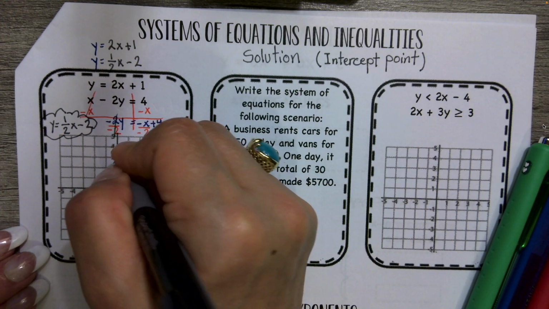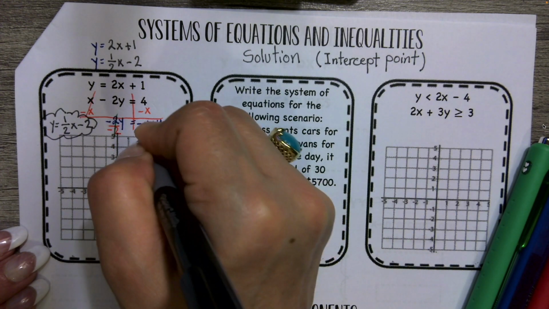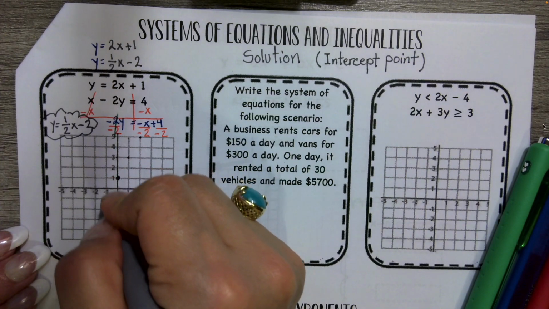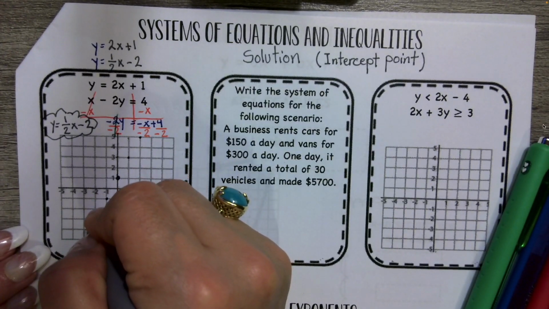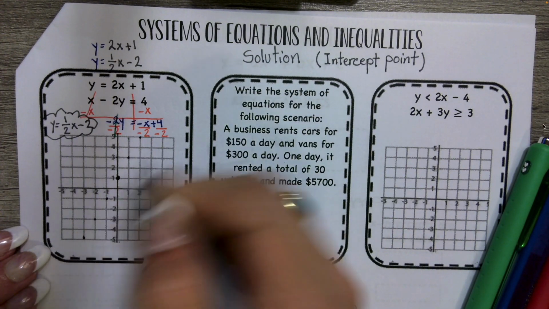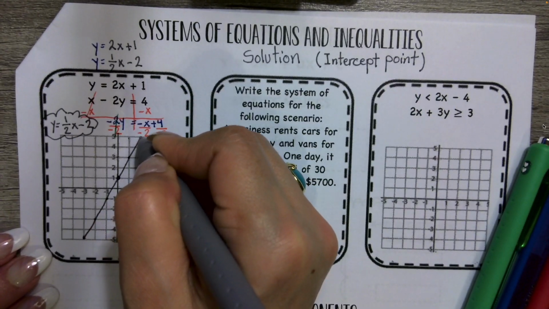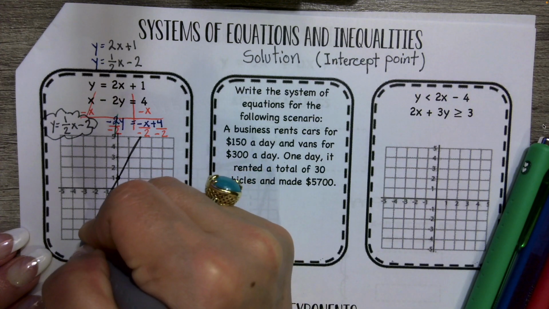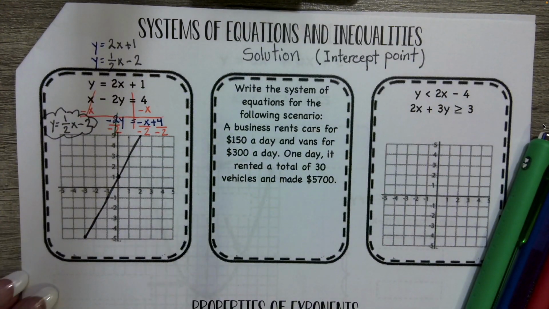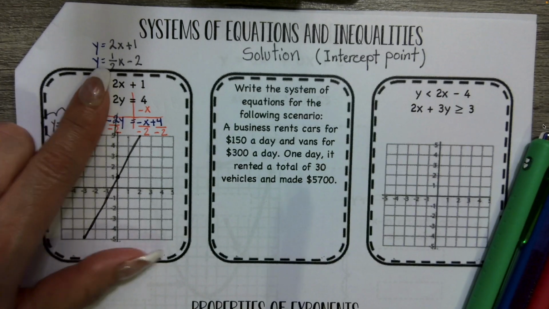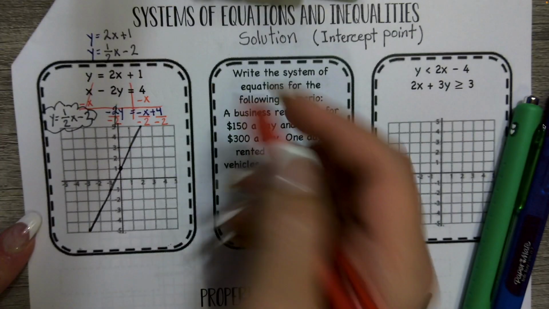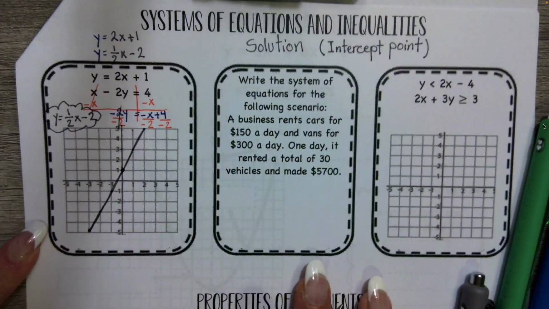So I go 2 up, 1 right. 2 up, 1 right. There you go. So that is my line for the first equation. Easy peasy. Okay? Now, for the second equation, my y-intercept is at negative 2.